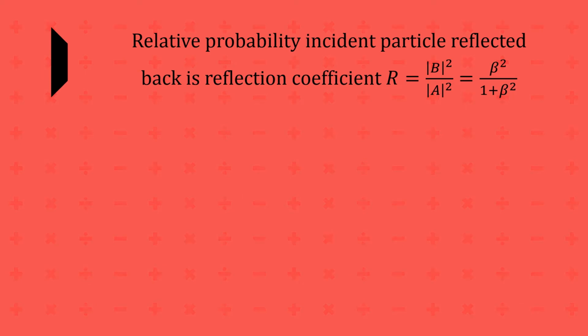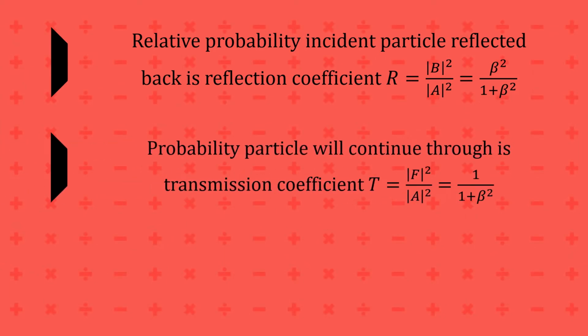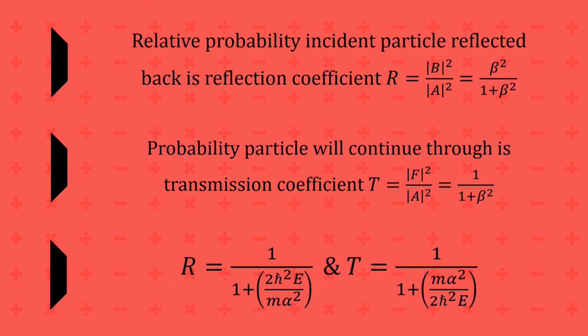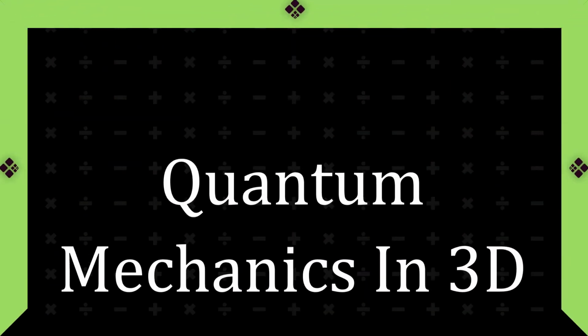Since the probability of finding the particle at a location is given by the modulus of the wave function squared, the relative probability of an incident particle being reflected back is the reflection coefficient R, which is equal to these expressions here. Similarly, the probability a particle will continue through is the transmission coefficient T, which is equal to these expressions here. Because R and T depend on beta, they depend on energy. Now, we're going to move on to discuss quantum mechanics in 3D.